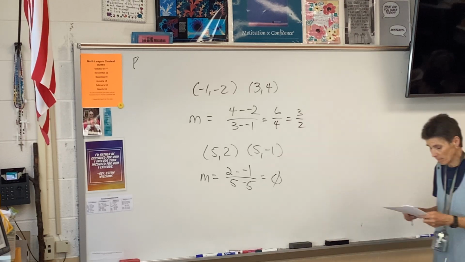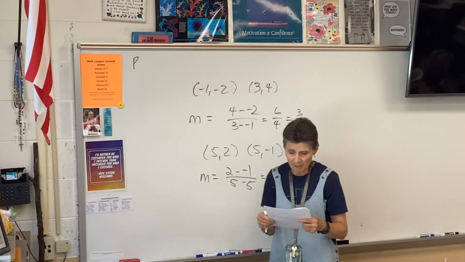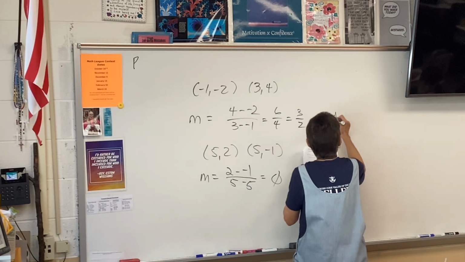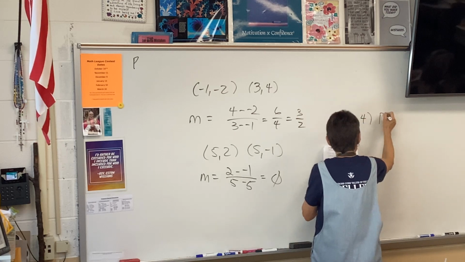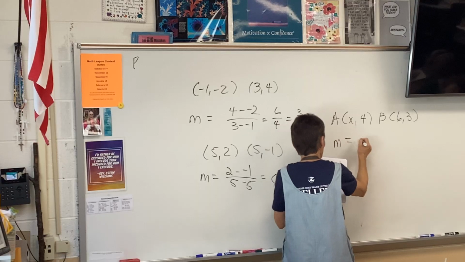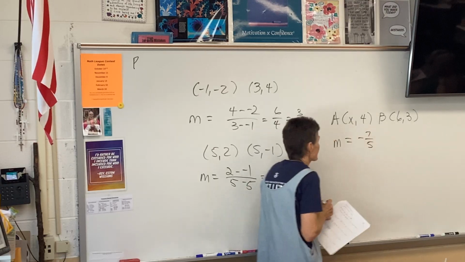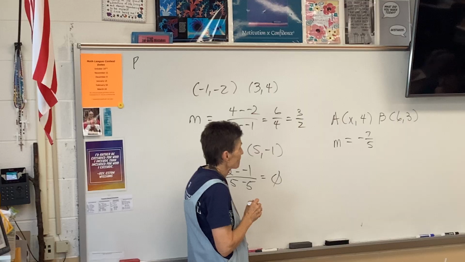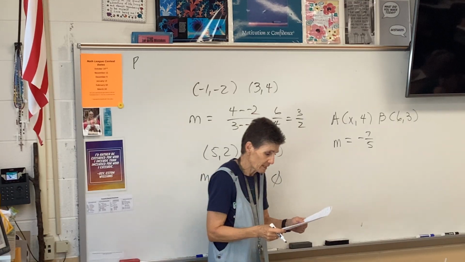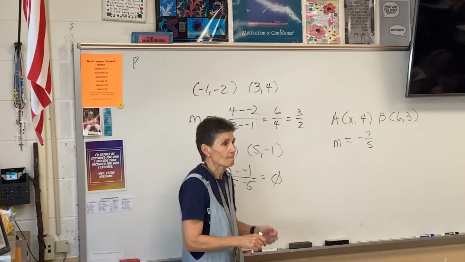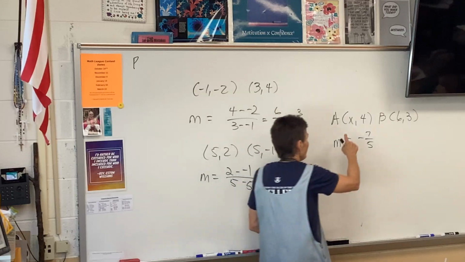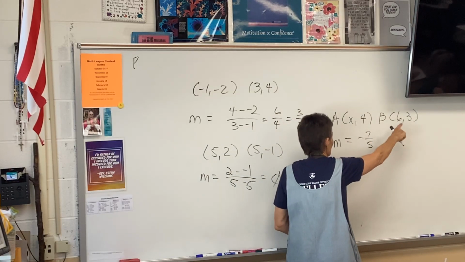Okay, number 3. If the slope of AB is -7/5, and A is this point, and B is this point, find x. We know the slope is -7/5. All right, anybody have a plan for that? What would the slope be here? Can we just find the slope here?